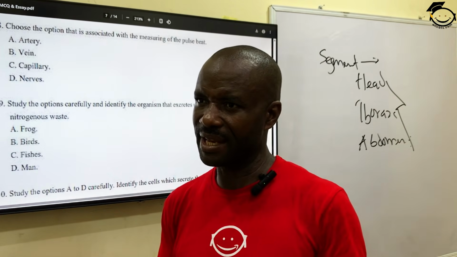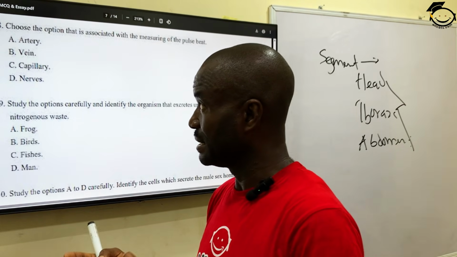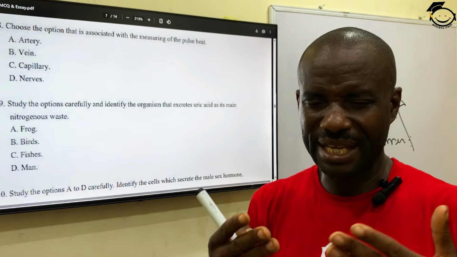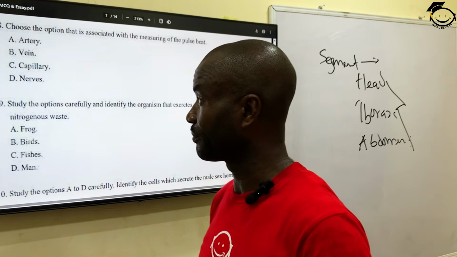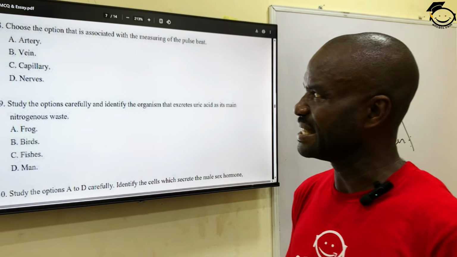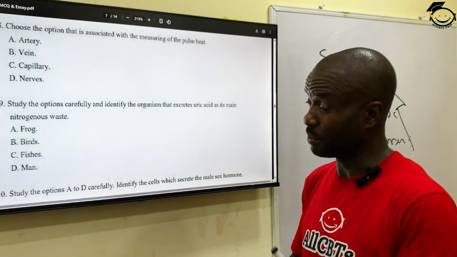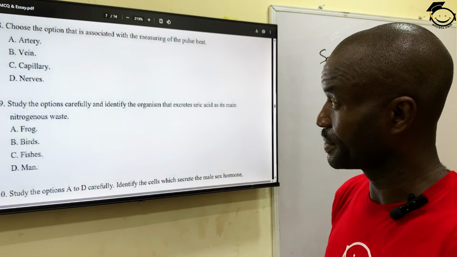Capillaries are the finest, the tiniest blood vessels, intermediate between the arteries and the veins. So the correct answer is the artery. A, artery enables us to feel the pulse of the heart, the heartbeats.